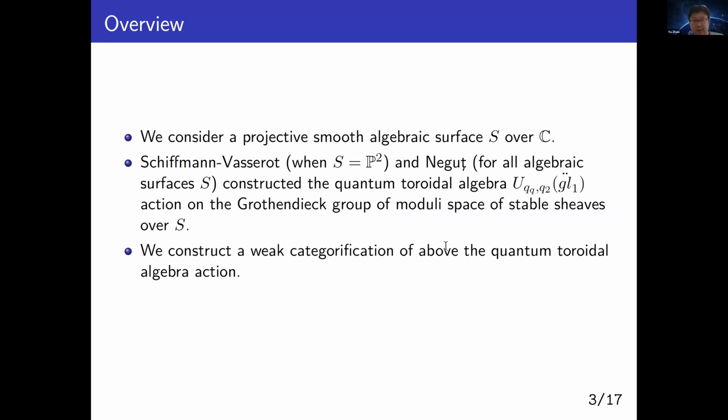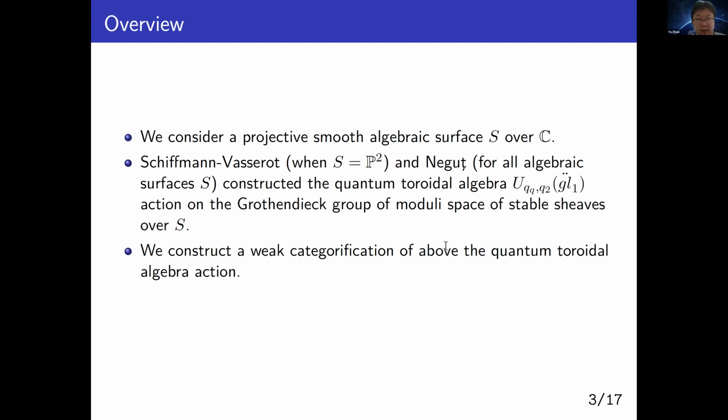So we will consider a projective smooth surface over an algebraically closed field of characteristic 0. In this case, Schiffmann-Vasserot, for the case the surface is P2, and Neguţ, for all algebraic surfaces, constructed a quantum toroidal algebra action on the Grothendieck groups of the moduli space of stable sheaves on S. And my topic today is about a weak categorification of this algebra action.